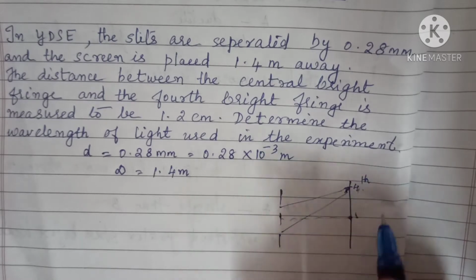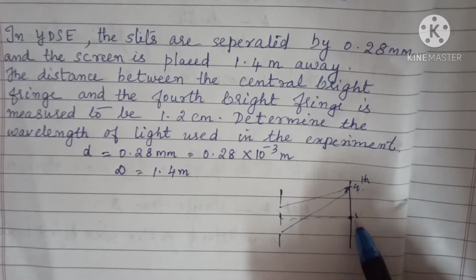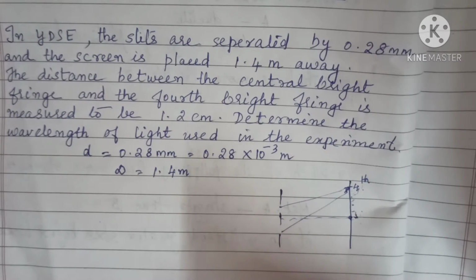So what is given there? Because this is the fourth one, okay, in between, how many are there? As this is starting from central bright fringe, then first, second, third, isn't it? After that fourth is coming. In between, dark bands are also there. And fringe width or band width is the distance between two consecutive bright bands or two consecutive dark bands.